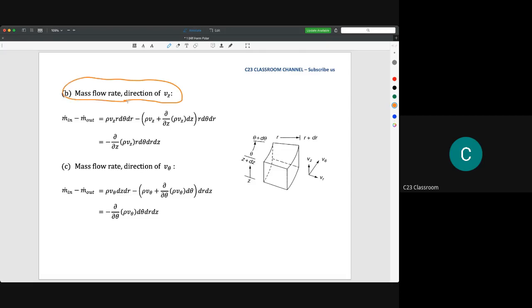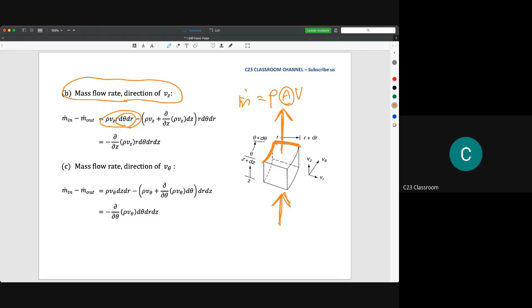For the z-axis, the inlet is here and the outlet is at the top. So the inlet is rho vz r d theta dr. Again, I can make it faster: m dot is equal to rho A V. So A here is r d theta dr. I mean r d theta is the distance of this one, and then the dr here is the distance of this one.